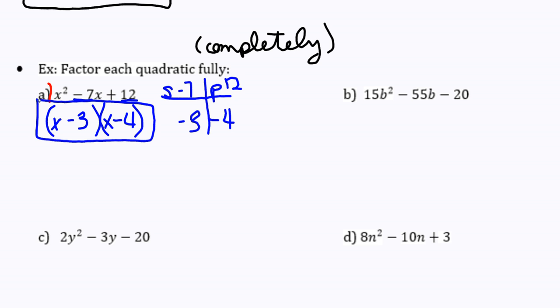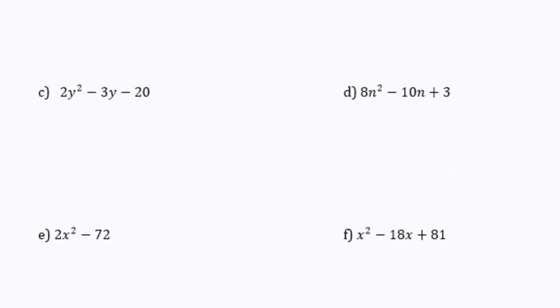Okay, moving right along. Letter C here, this example. What I'm seeing here is that I've got a trinomial again, and I want to try to factor out a GCF, but again, there's no common factor here. So I can't factor out a GCF. What I have to do then is the AC method. Okay, so I am going to start by multiplying the first and last terms together. 2 times -20 is going to give me a -40.